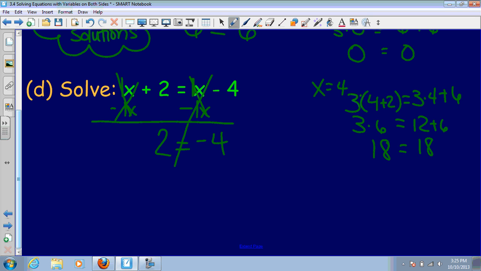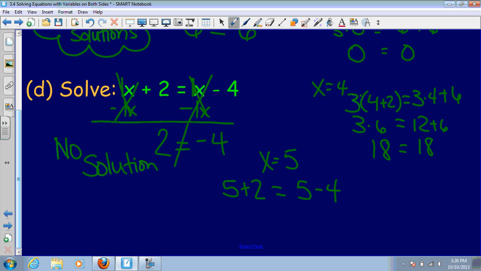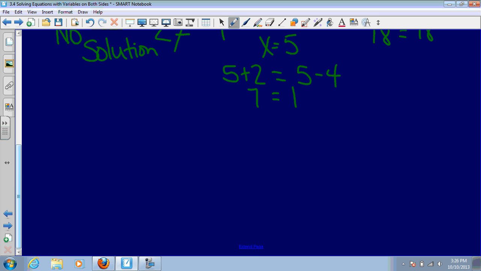So since those are not equal, this is a no solution, which means no matter what number I put in for x, it's not going to make it true. I can't find one. Let me show you. What if x is 5? 5 plus 2 equals 5 minus 4. 5 plus 2 is 7. 5 minus 4 is 1. 7 does not equal 1.